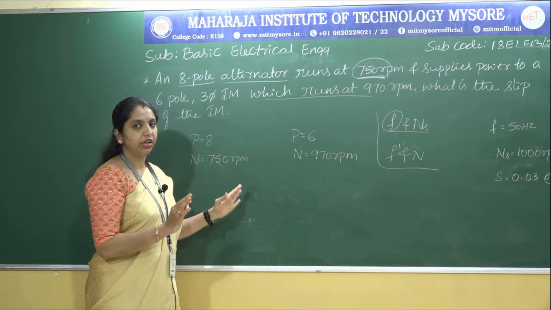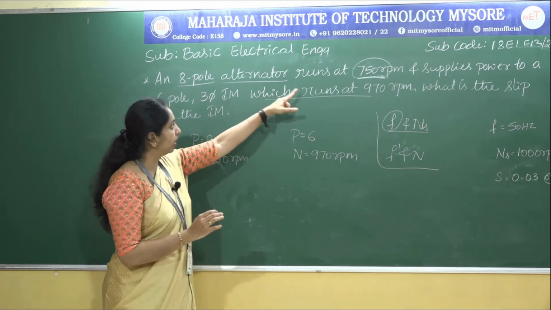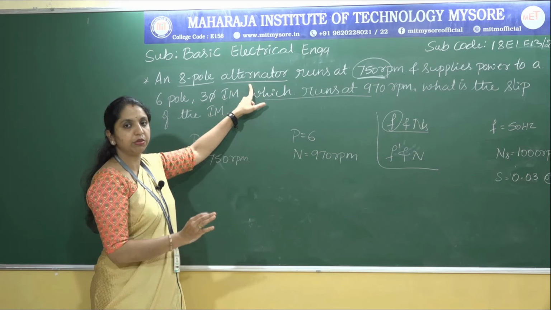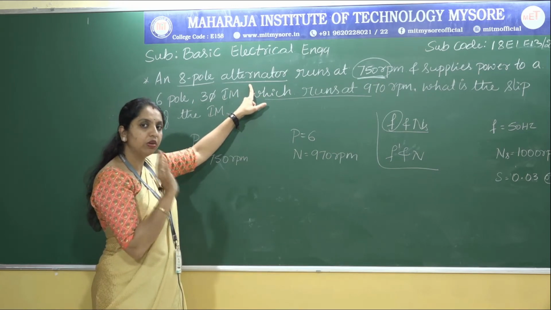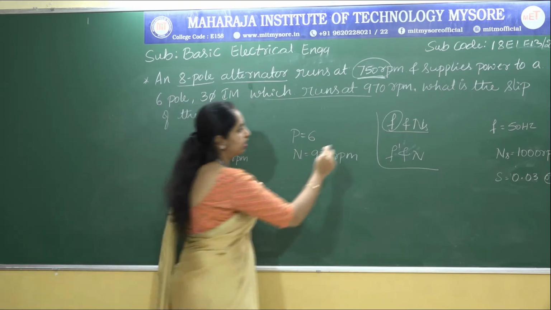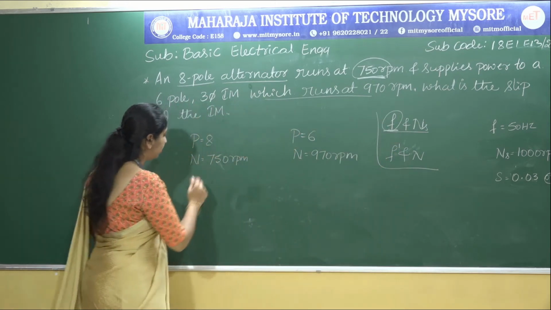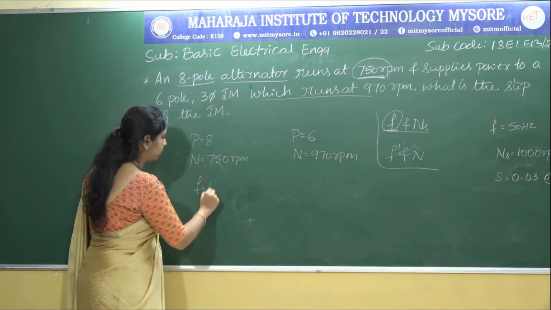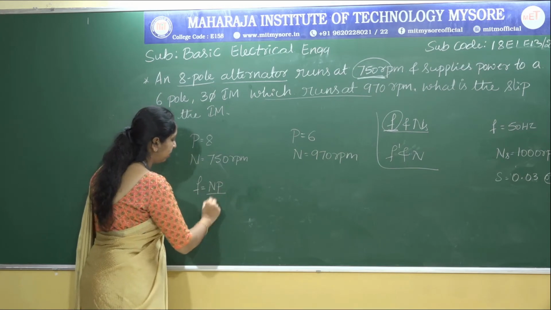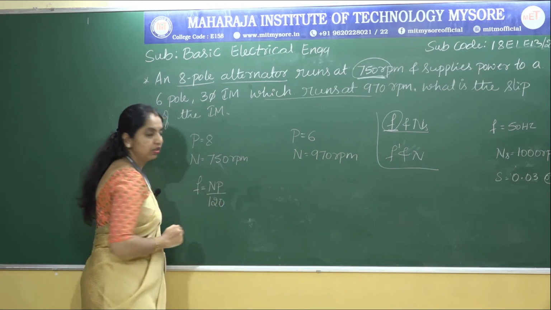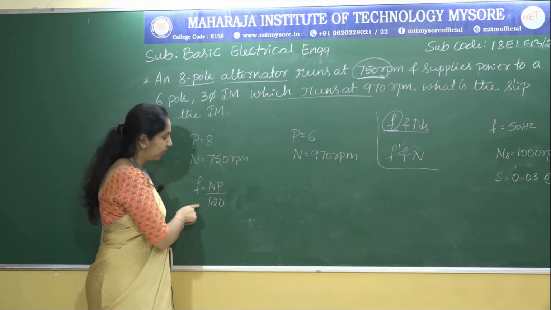So as I have already indicated, the values provided related to the alternator mean here you need to find out only the frequency. Which frequency? That is the rotating magnetic field frequency. So now how do we find frequency? We know that F is equal to NP by 120. I hope you are aware of this equation.